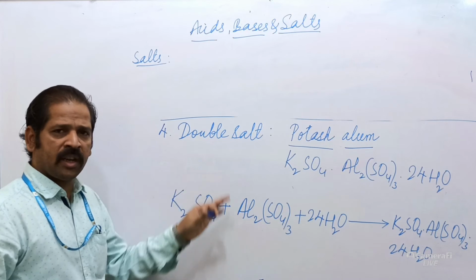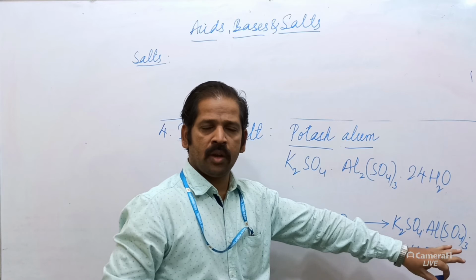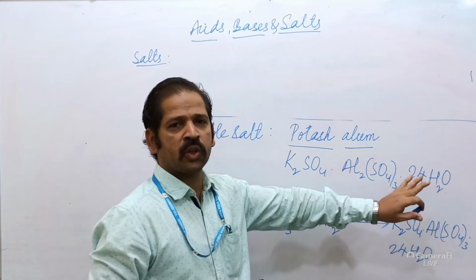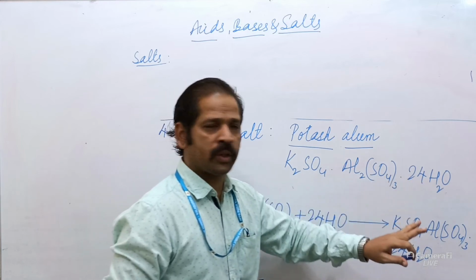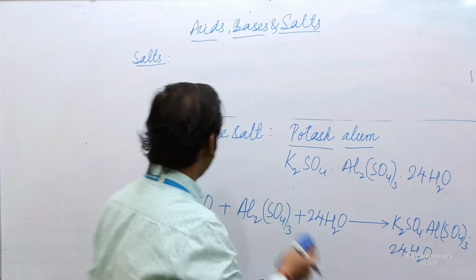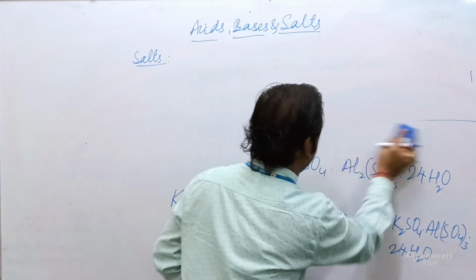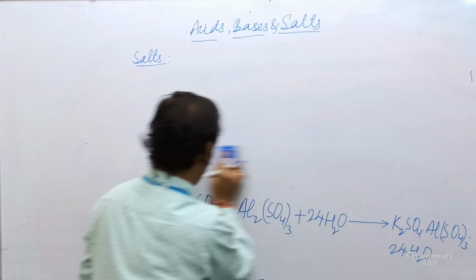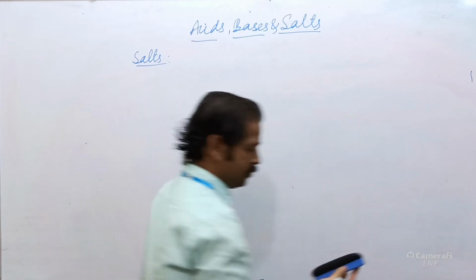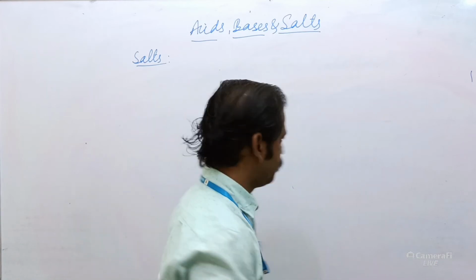Okay, this is about the potash alum. Maybe it is also already there in the notes. Potash alum is there, Mohr's salt is there. Both are available in the notes. We will go for the next part, that is mixed salt.